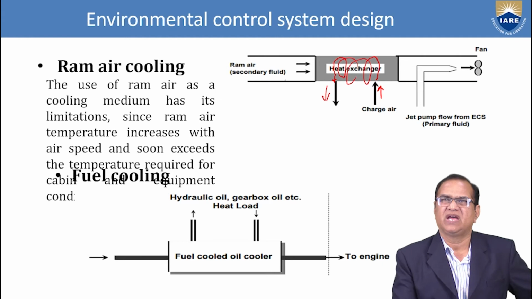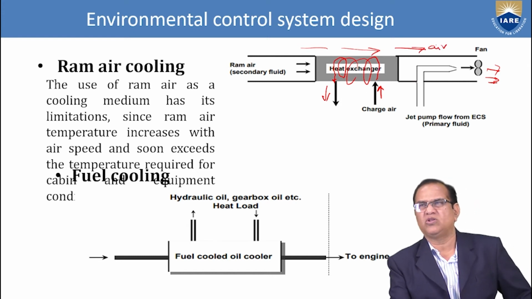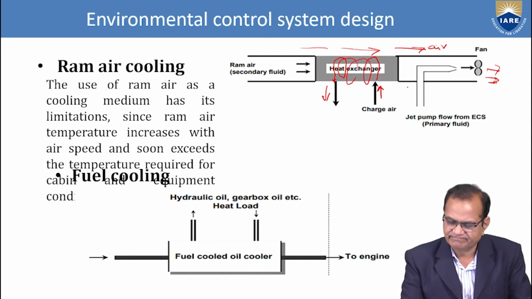Charge air, ram air, will go inside this and cool it, and then the jet pump flow from the ECS primary fluid. Here this is a fan, and this fan will blow air in this direction. So air will enter from this side to this side, that is the direction of air. It is called the ram air, and in this way we can cool the aircraft.